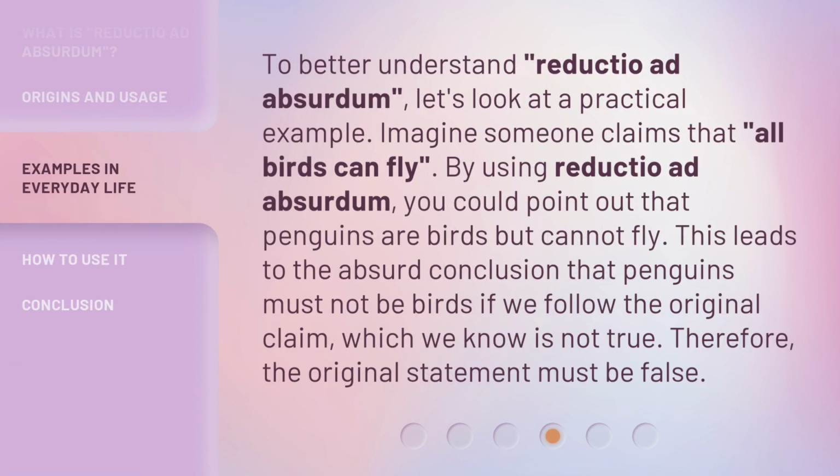To better understand Reductio ad absurdum, let's look at a practical example. Imagine someone claims that all birds can fly. By using Reductio ad absurdum, you could point out that penguins are birds but cannot fly. This leads to the absurd conclusion that penguins must not be birds if we follow the original claim, which we know is not true. Therefore, the original statement must be false.